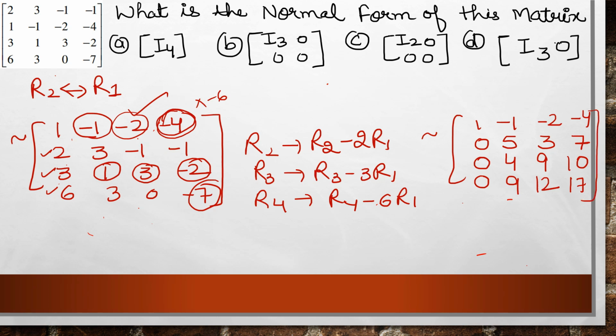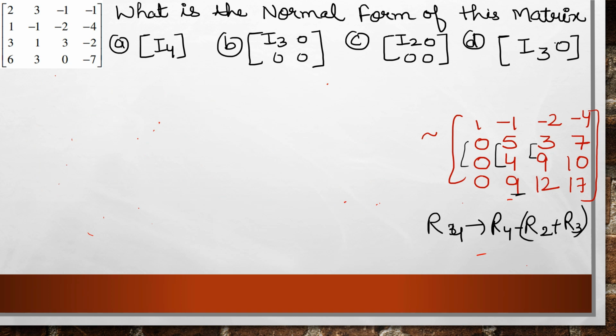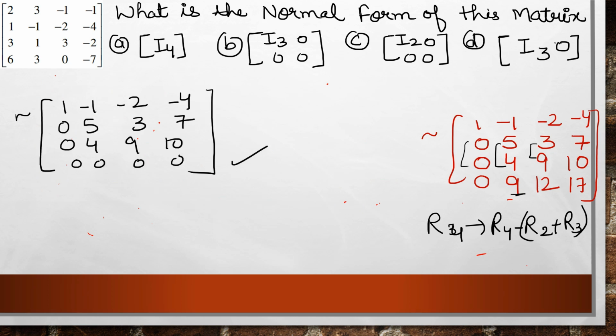Now you can observe one thing, we can do one operation: R4 minus R2 minus R3. You can observe 5 plus 4 is 9, this fourth row is actually the sum of these two rows, right? So by operating this, we are getting this thing, right? And now next, I want 0 here.